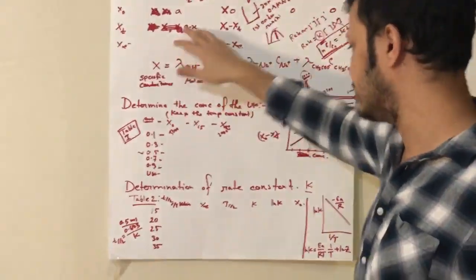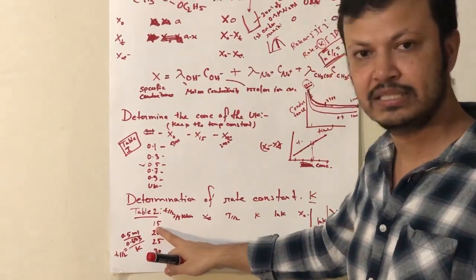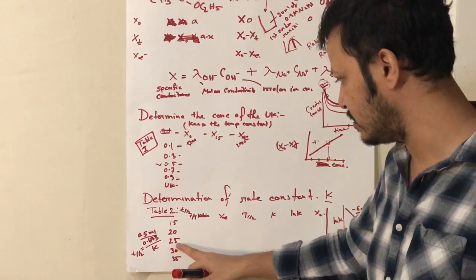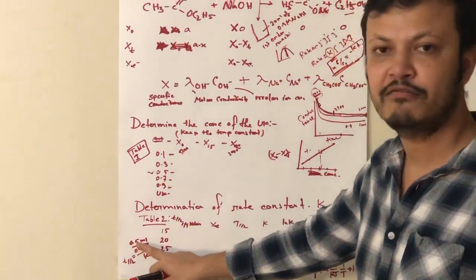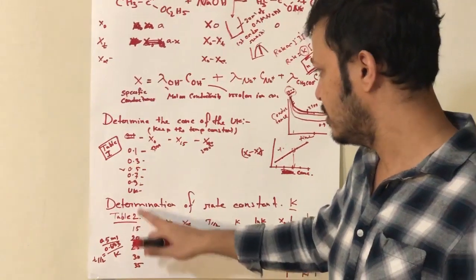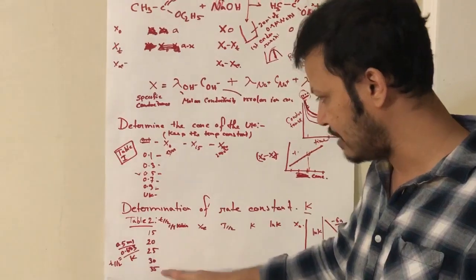Right? Reactant will go much more towards the product. So we will have data for 15 minutes, 20 minutes, 25 minutes, 30 minutes and 35 minutes. And we will take 0.5 ml. So for 20 minutes you will get it from here, and the other things you have to do.